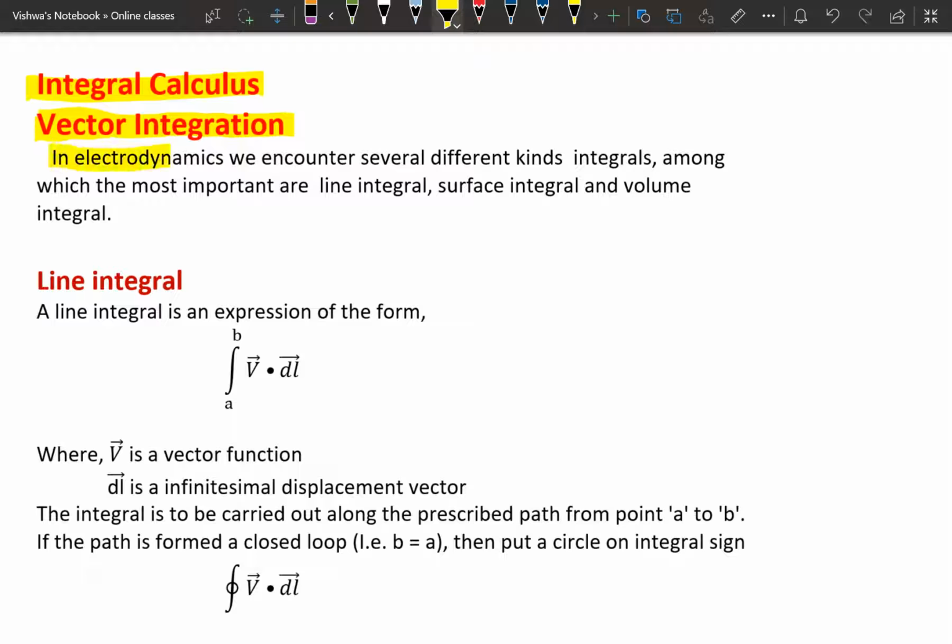In electrodynamics, we encounter several different kinds of integrals, among which the most important are line integral, surface integral, and volume integral. Now we are going to discuss these three kinds of integrals. Let's see them one by one. The first one is the line integral.